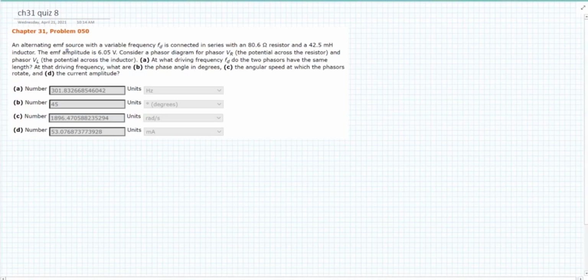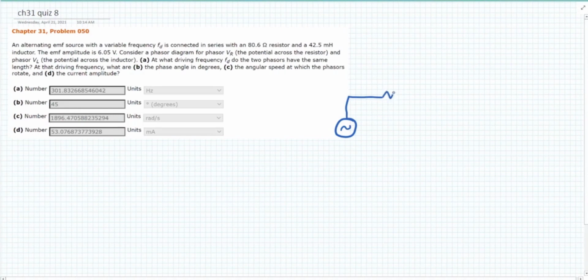An alternating EMF source with a variable frequency. Here's an EMF source with a variable frequency, also known as a generator. A generator is a source of alternating power, alternating current, alternating voltage. When you plug your device into the wall outlet, that's actually alternating current generated by DTE Energy or Consumers Power. It's connected in series with an 80.6 ohm resistor.